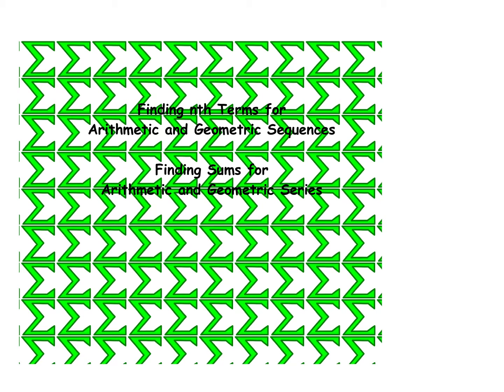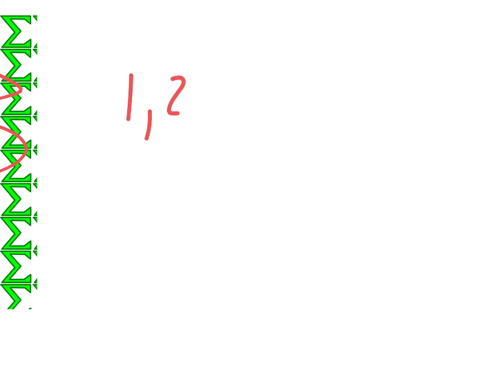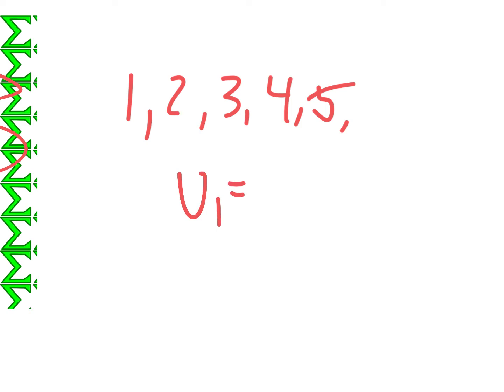So today is about sequence and series and finding the nth term of them and then finding sums of them. So let me give you an example. Let's say I had 1, 2, 3, 4, 5. Oh my gosh, that's just adding 1 each time. Would you write an equation for that? You should know how to do this by now. U sub 1 equals, and then go from there.